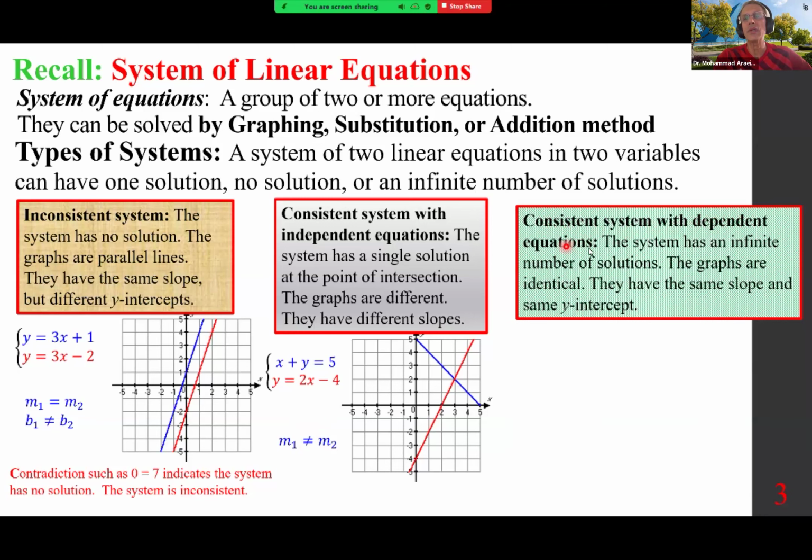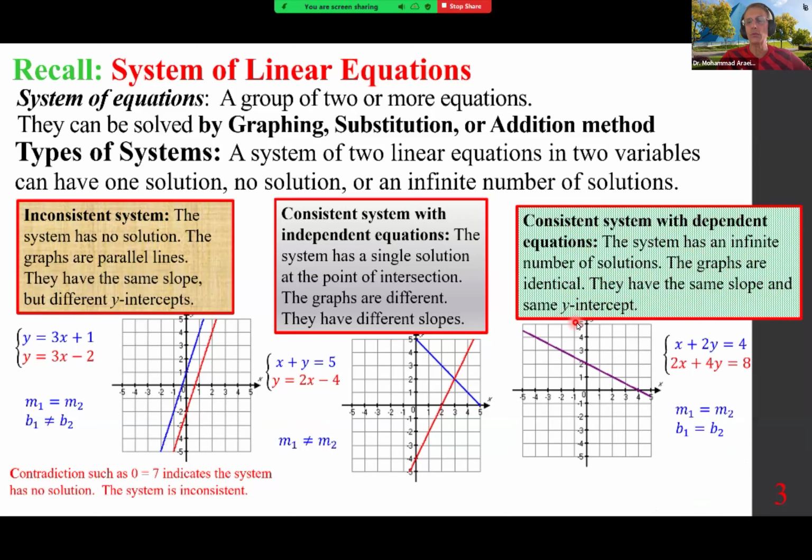Consistent system with dependent equations. The system has an infinite number of solutions. The graphs are identical. They have the same slope and the same y-intercept. So if you were to graph them, they coincide, they are on top of each other. And if you were to solve for y, they become identical. Not only m1 and m2 are equal, also b1 and b2 are equal.